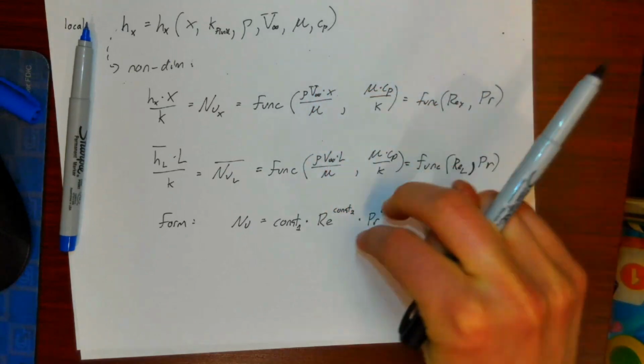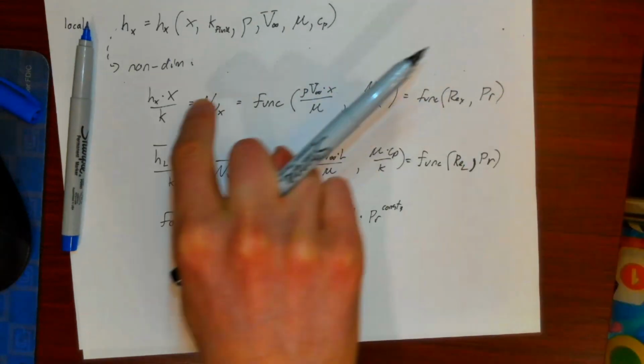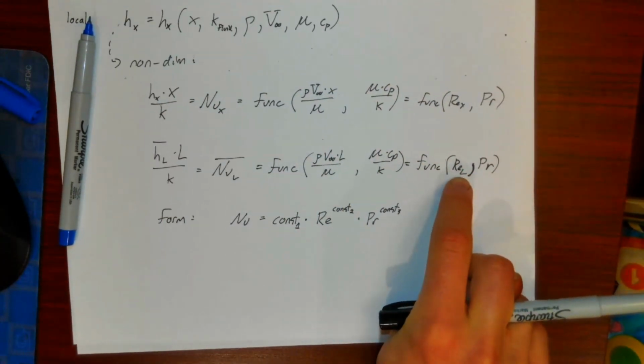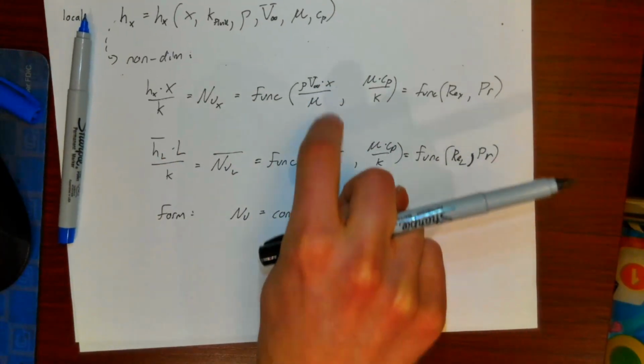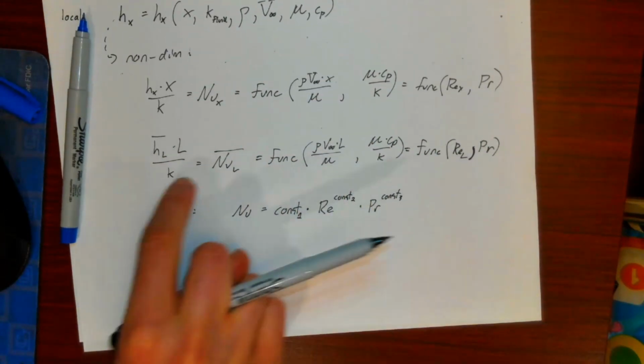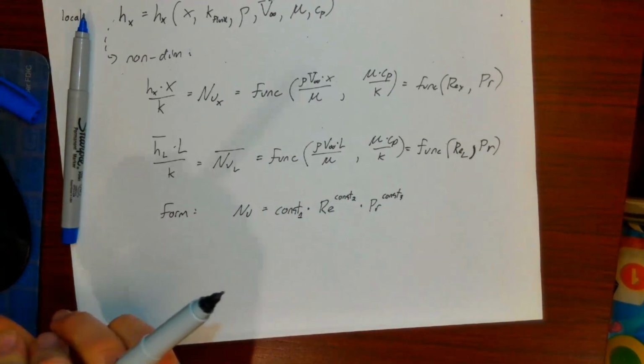They're all going to have arguments of Reynolds number. It might be a Reynolds number sub x for an h sub x. It might be a Reynolds number sub L for an h sub L, where they have slightly different definitions. But basically all of these functions are going to take this form.